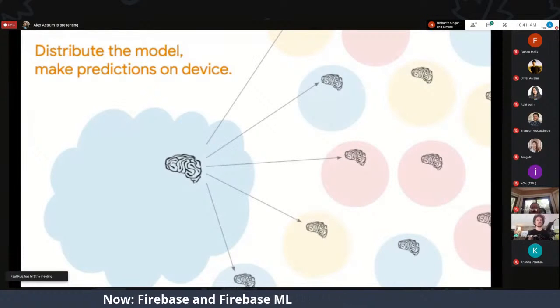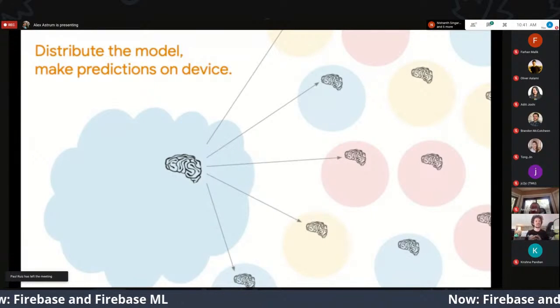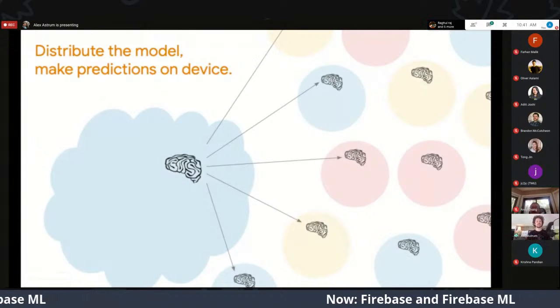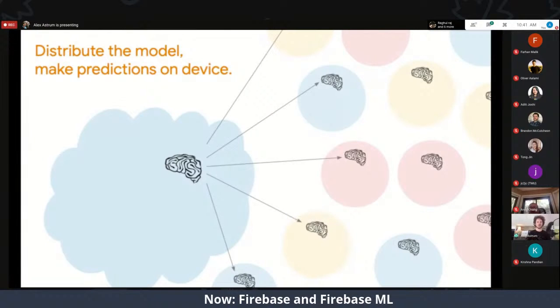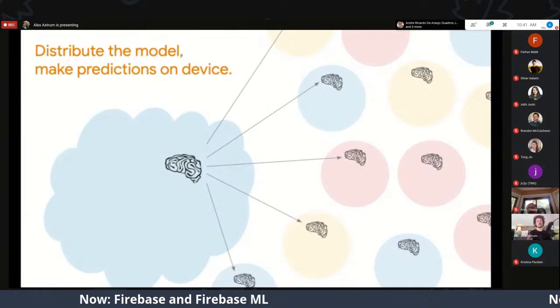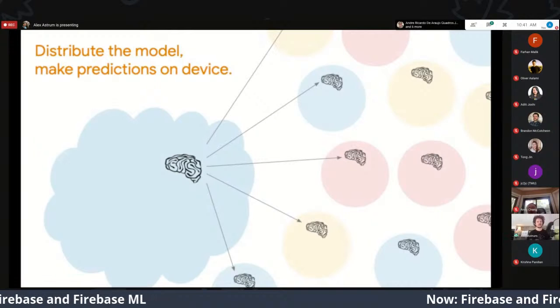Firebase supports both of these, and we have some boilerplate code that makes these integrations simpler, essentially allowing you to decide how you want to run a model, and if you want to fall back to a local model when the internet connection is not available, and so on.